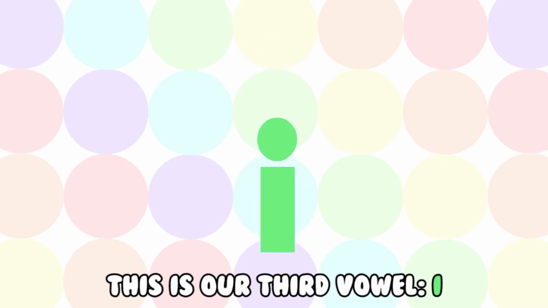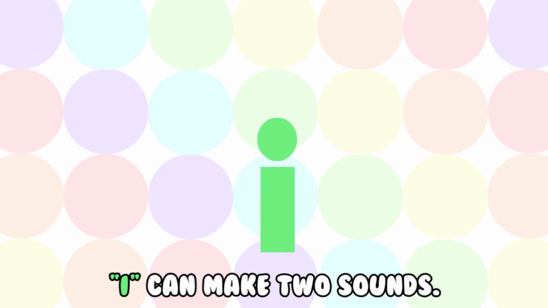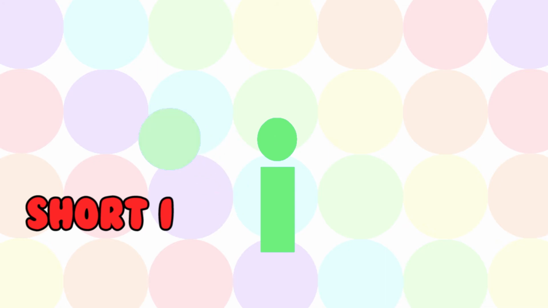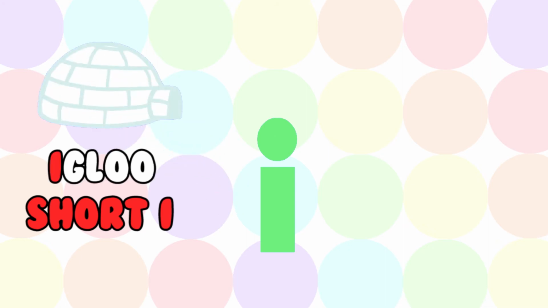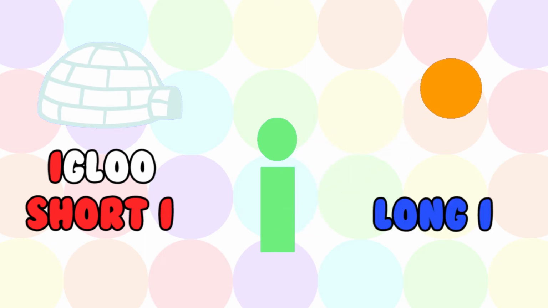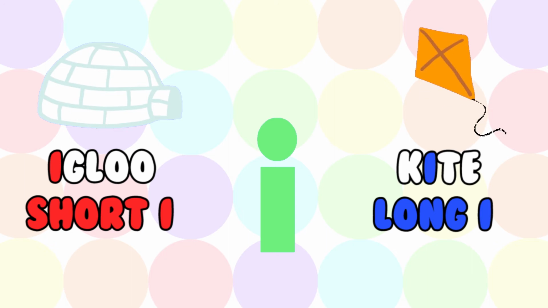This is our third vowel, I. I can make two sounds. The short I sound is I like igloo. Igloo. The long I sound is I like kite. Kite. I.